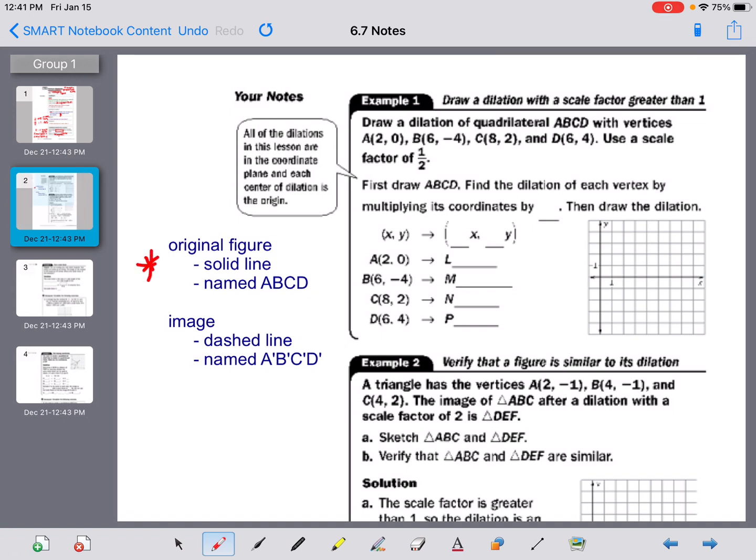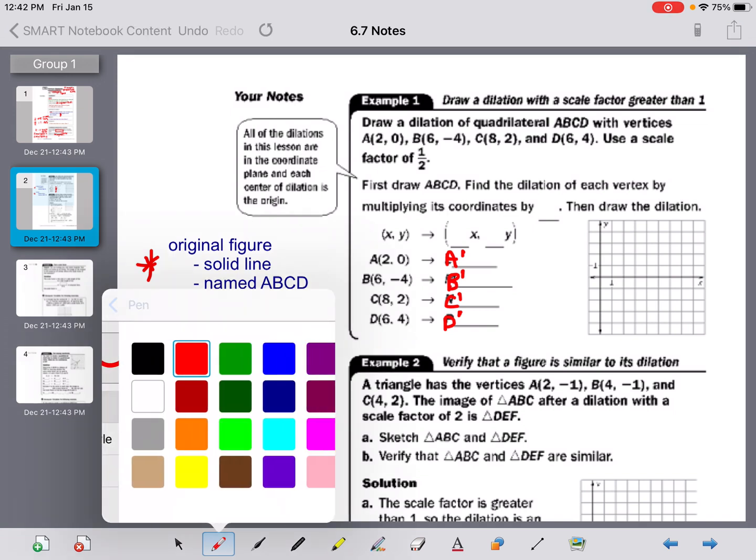So some ideas here. Original figure, make it a solid line, name it like A, B, C, D, and then the image, make it a dashed line, and we call those the prime, if you remember, like A prime, B prime, C prime, D prime for the first change. If there was a second one, it'd be A double prime, B double prime, C double prime, D double prime, all those good things. But these are ideas that you can use on your graph. By the way, on my first example, they want me to graph LMNP. I'm going to change this to A prime, B prime, C prime, D prime, because I think it's just easier to stick with the same ones so we know where the changed point went to, and I'm not calling it something different. Okay, so let's start on our graph by graphing the original, okay?